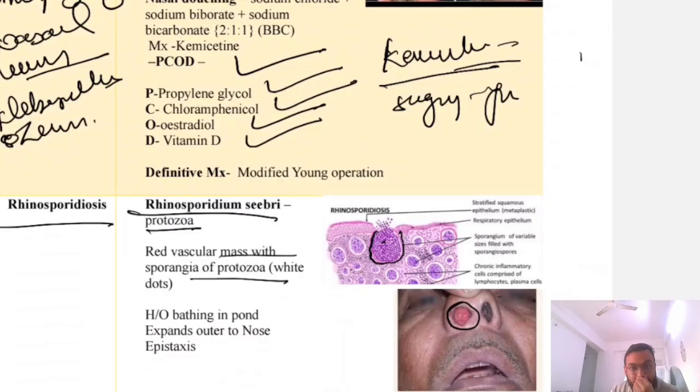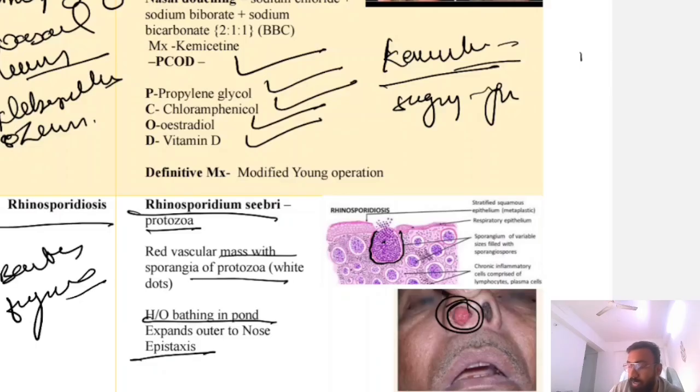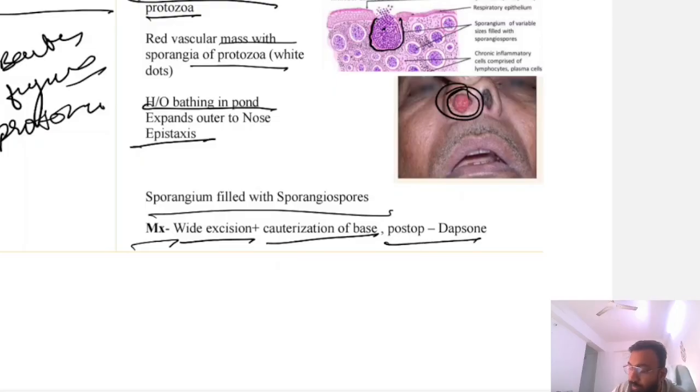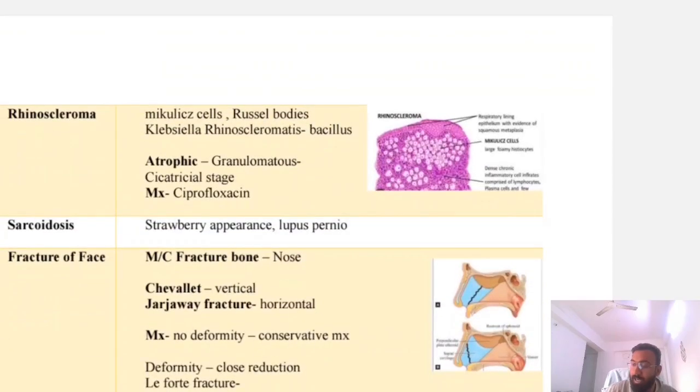So how does the patient acquire this disease? From a history of bathing in a pond. Because this is vascular, the patient will have epistaxis. So basically we are studying infections. We have studied infection from bacteria, infection from fungus, and now we are studying infection from protozoa in the nose. The sporangia are filled with spores, and management is by wide excision, removing all of these, then cauterization of the base, and dapsone or sulfonamide is given.